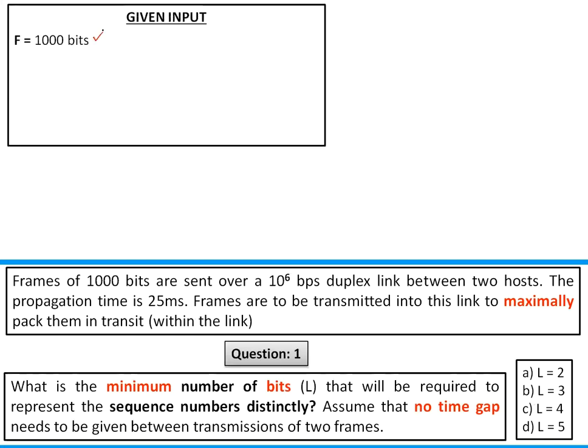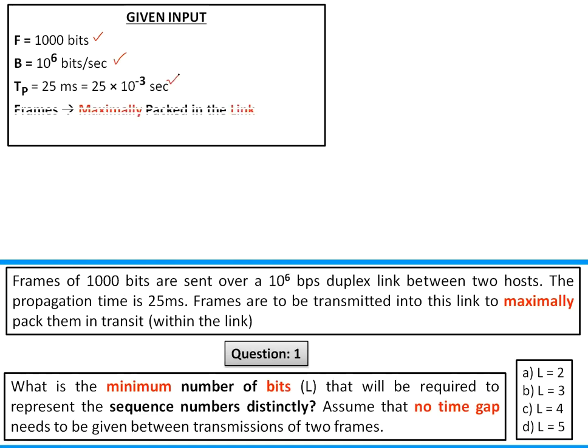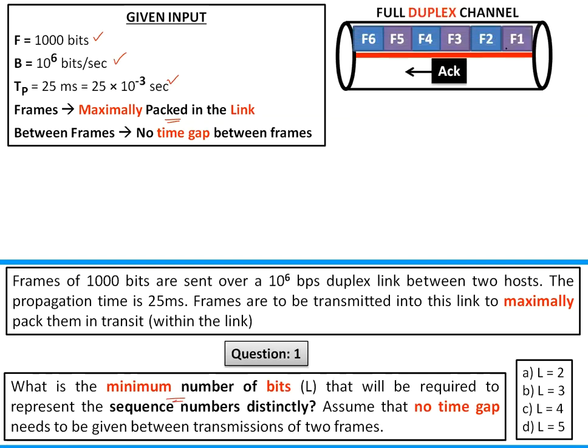The size of the frame is given as 1000 bits. Bandwidth is given as 10 power 6. It's a duplex link. TP is given as 25 milliseconds. Frames are maximally packed in that link. Between frames, there won't be any gap. That means all frames are to be packed like this, with no gap. Use the full capacity of the channel.